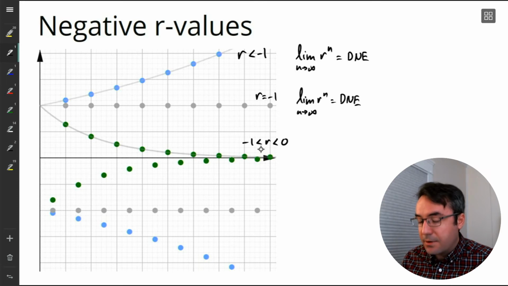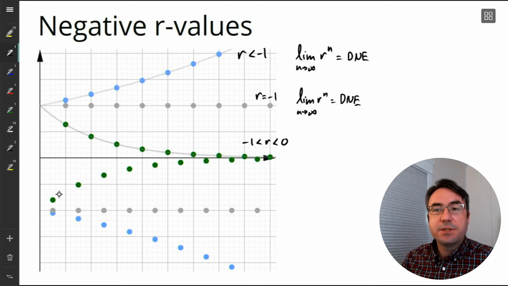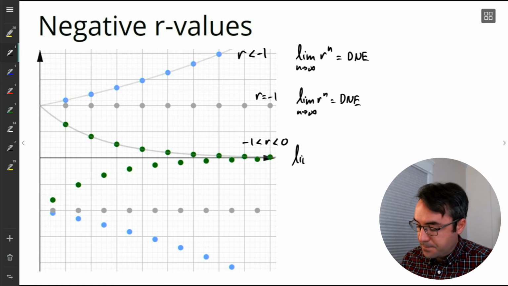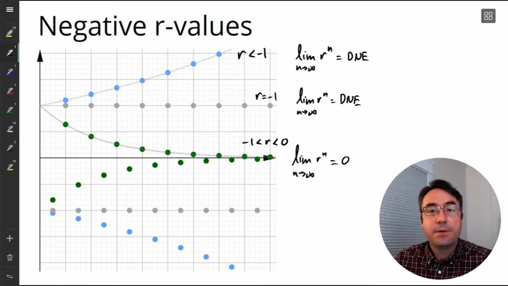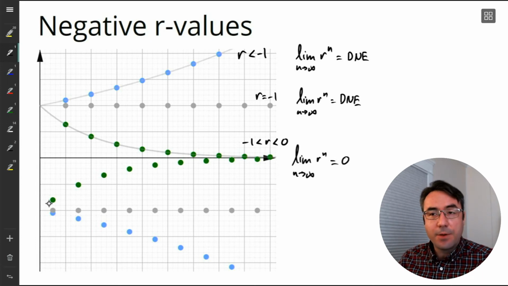But in the case where r is small negative, in between -1 and 0, what happens is we do have that alternating behavior bouncing back and forth, but the terms overall are shrinking down to 0. So in this case, when r is between -1 and 0, the limit is equal to 0. We still have that alternating, going back and forth between negative, positive, negative, positive, but overall these terms are shrinking down to 0.